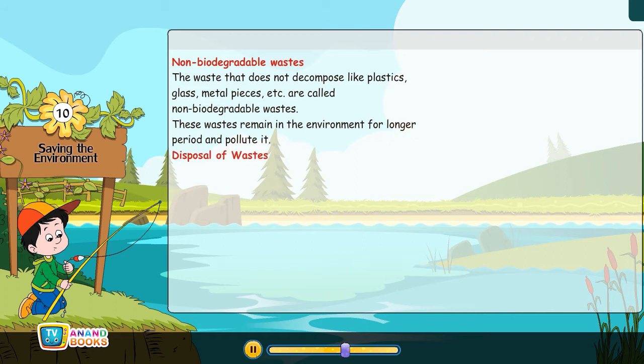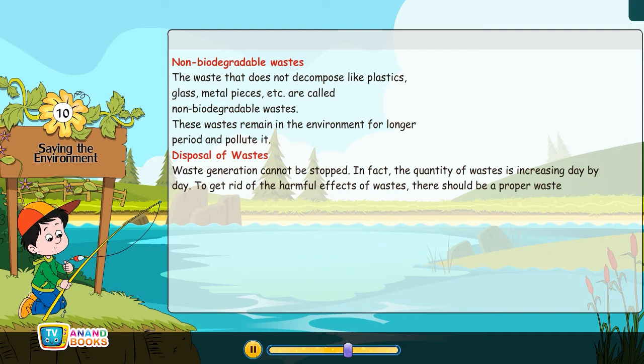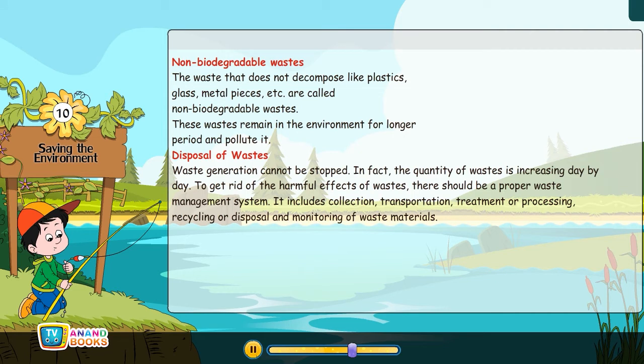Disposal of wastes. Waste generation cannot be stopped. In fact, the quantity of waste is increasing day by day. To get rid of the harmful effects of waste, there should be a proper waste management system. It includes collection, transportation, treatment or processing, recycling or disposal and monitoring of waste materials. Waste materials can be disposed of in certain ways given on the next page.